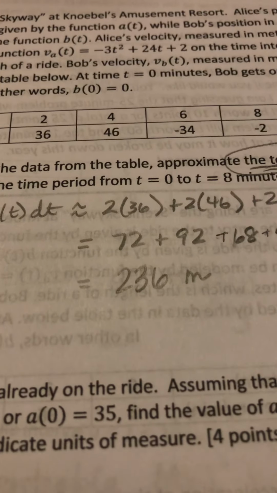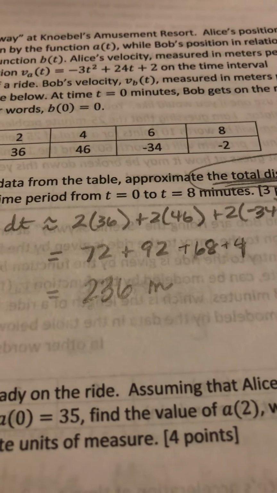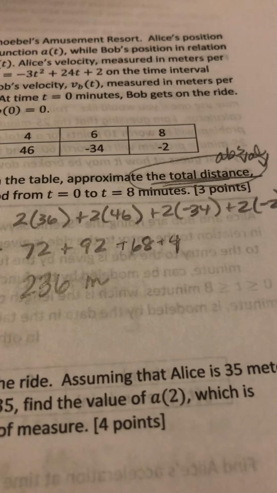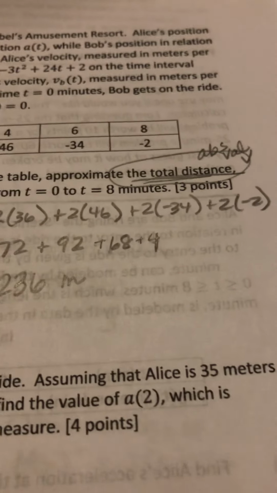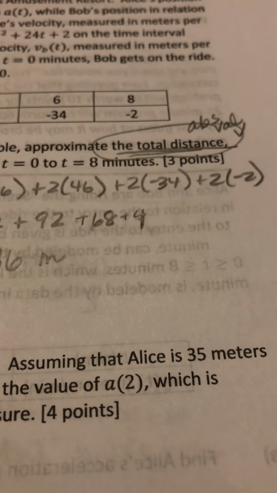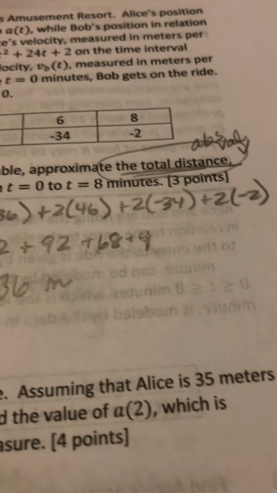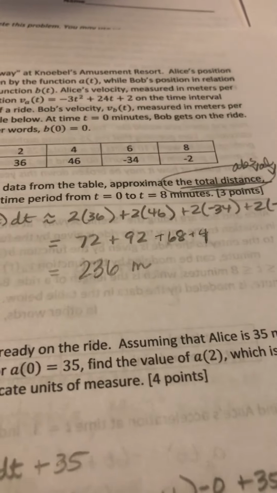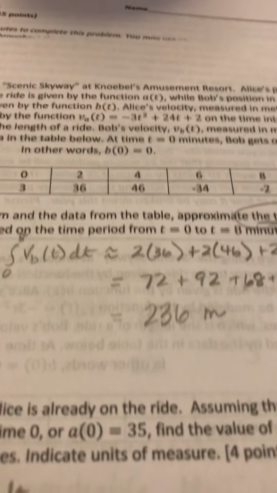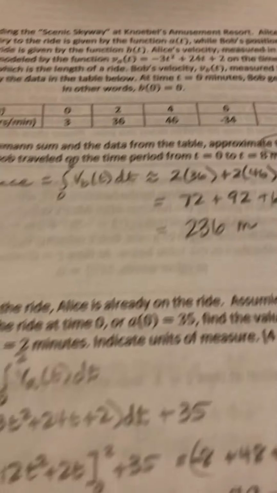So delta x is 2, the right value is 36. The next delta x is 2, the right value is 46. Next delta x is 2, it's negative 34, but when we evaluate it, we're going to keep it positive. Next delta x is 2 times negative 2, but again, we're going to make it positive. So we have 72 plus 92 plus 68 plus 4 gives us 236 meters. Total distance traveled, we don't care what direction we're going. We add the forward, backward, forward, backward, forward, backward.